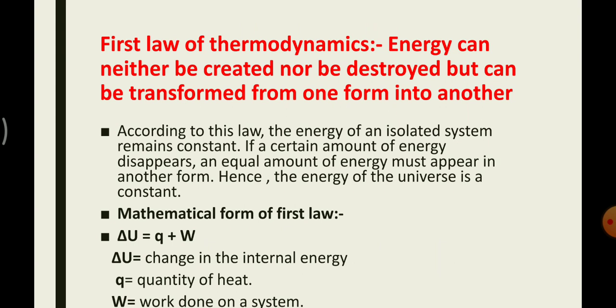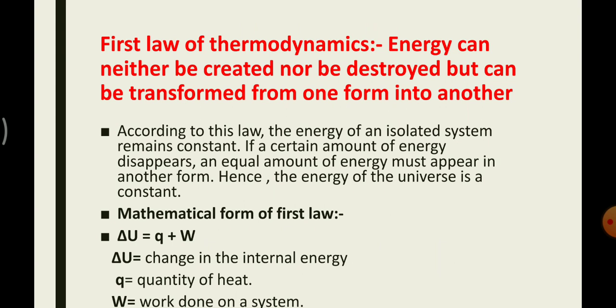According to the first law of thermodynamics, energy can neither be created nor be destroyed but can be transformed from one form into another form. So here we cannot create energy, we cannot destroy energy, but we can easily transfer it from one form into another. According to this law, the energy of an isolated system remains constant. If a certain amount of energy disappears, an equal amount of energy must appear in another form. Hence, the energy of the universe is a constant.